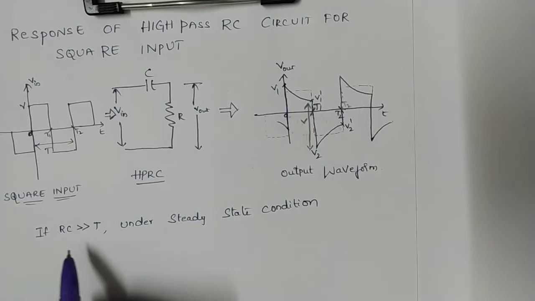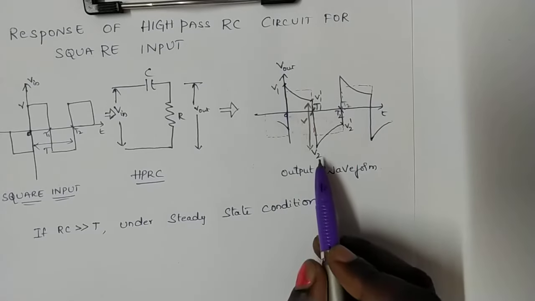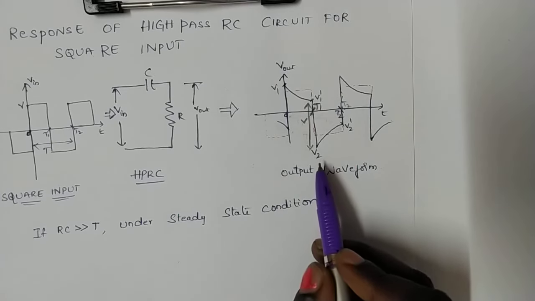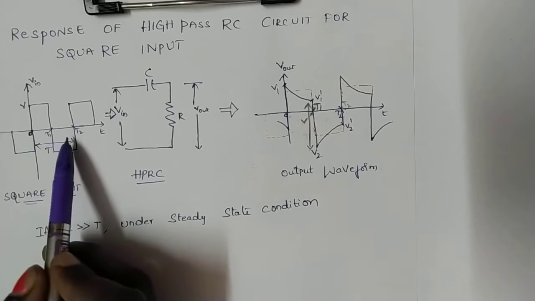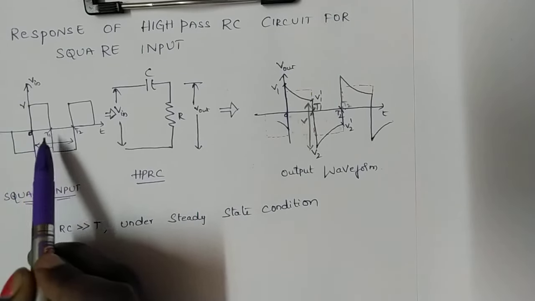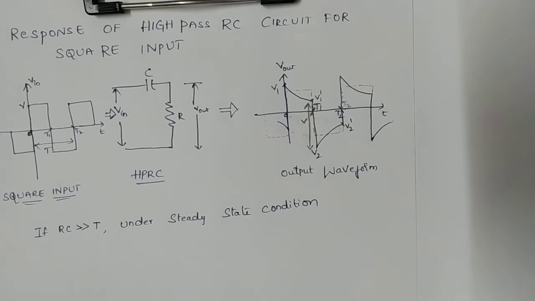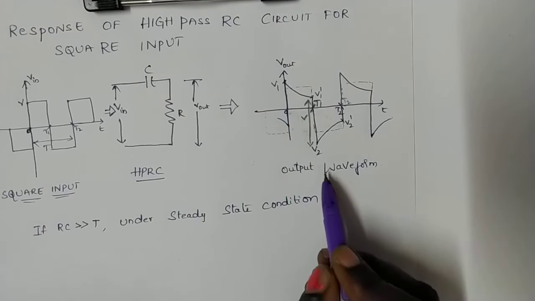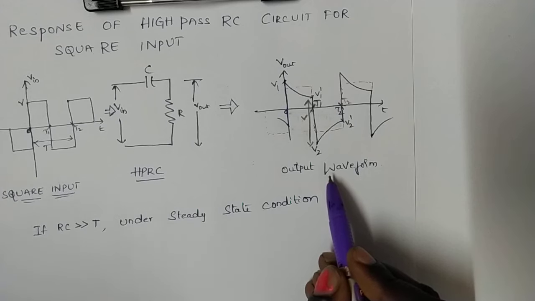Under the steady state condition, that is RC far greater than T, the output waveform will appear like this. We all know how it changes, 0 to V, 0 to T1 and T1 to T2, from the previous session on the pulse, and the output waveform will appear like this. From this output waveform, we have to write the proper equations.